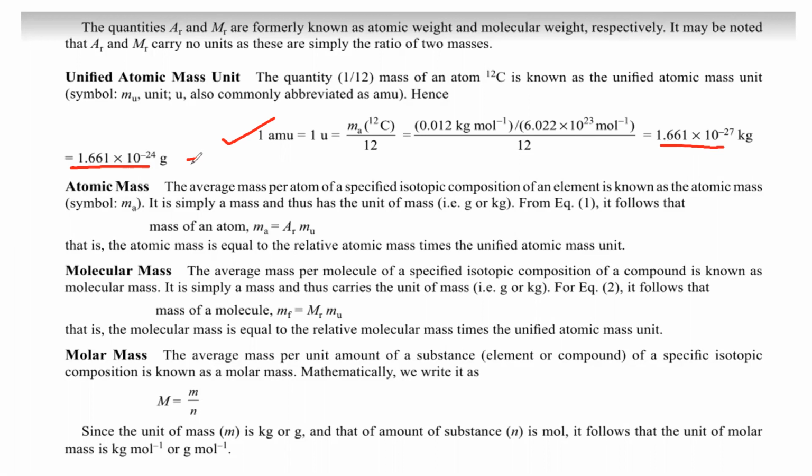Next, atomic masses. The average mass per atom of a specified isotopic composition of an element is known as the atomic mass. Its symbol is Ma, or AR into mass unit. Next, molar mass. The average mass per unit amount of a substance of a specific isotopic composition is known as molar mass. Mathematically, we write it as M = m/n, where small m is the mass in kg and n is the number of moles.